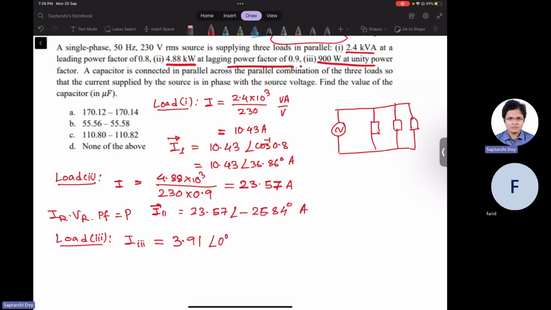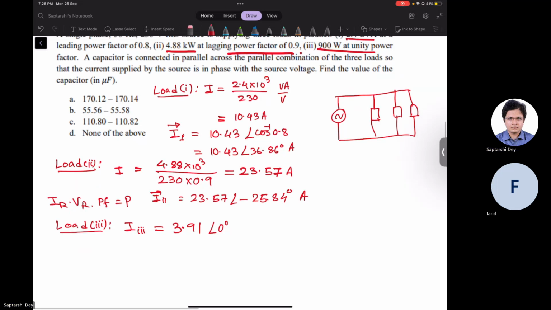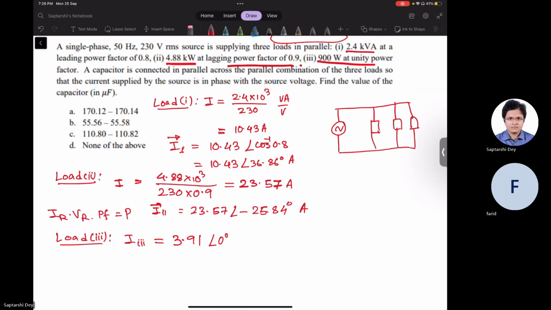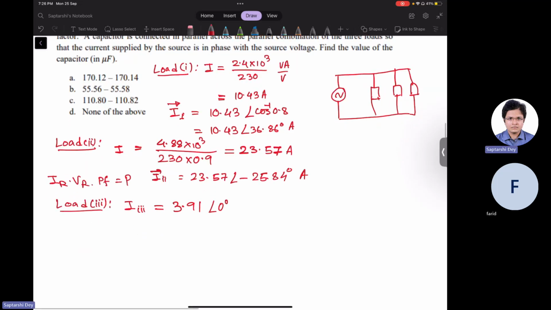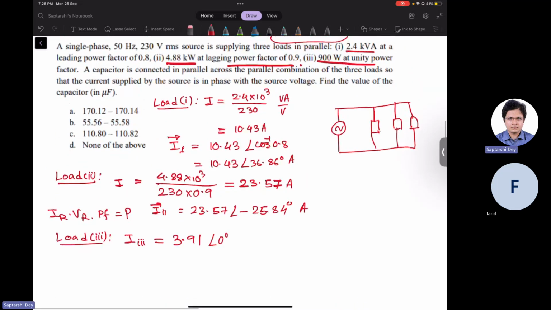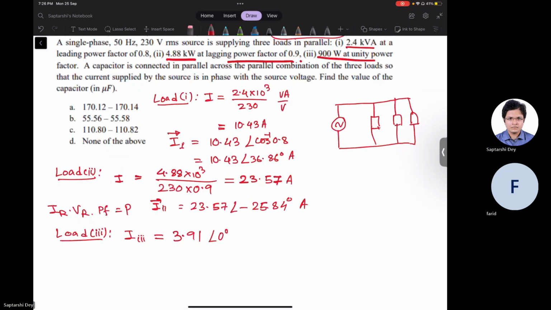Can you please unmute and talk? That will be faster. This is a single phase parallel circuit. So while drawing the phasors, which phasor should I take as the reference phasor?